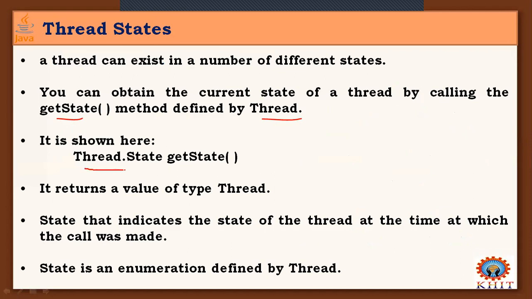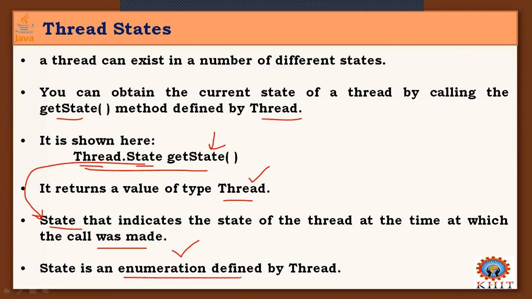And this is the general form of this method invocation. It is a method defined in the Thread class, and the return type of this is State. Okay. It returns a value of type Thread.State, and this indicates the state of the thread at the time at which the call was made. State is an enumeration, that is nothing but a list of constants defined by the Thread class about the state of the thread.